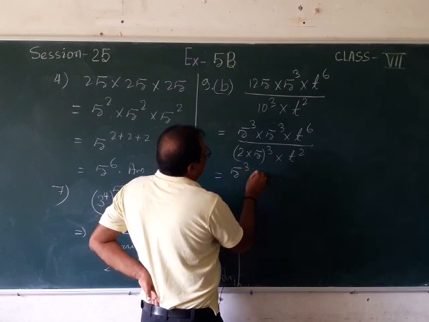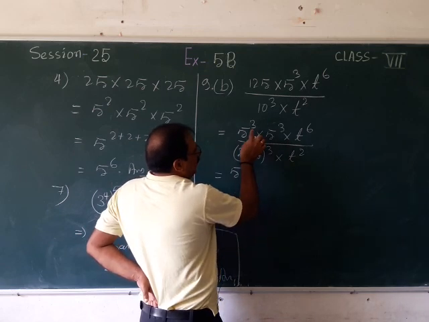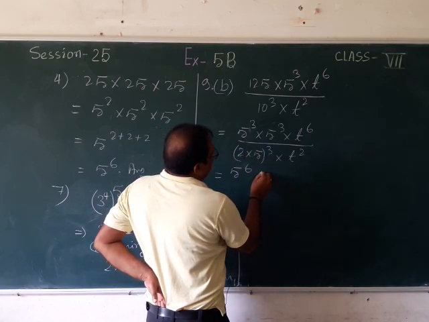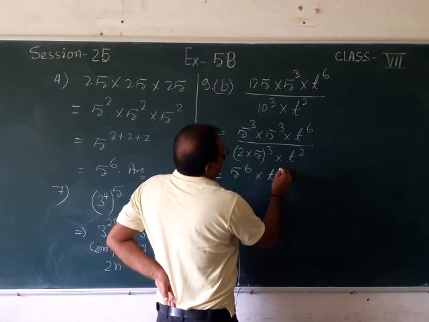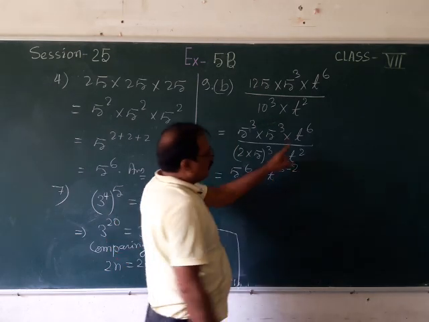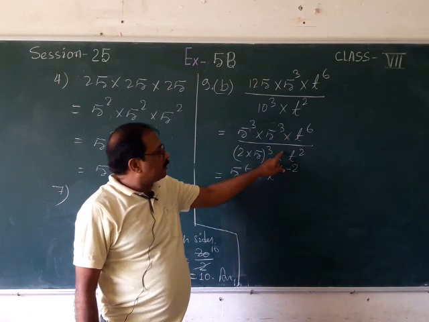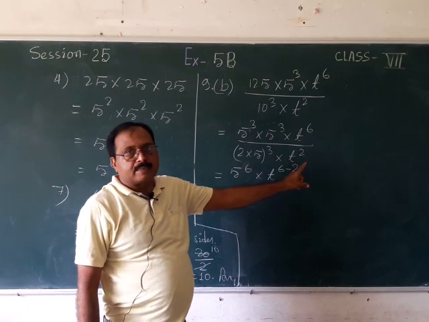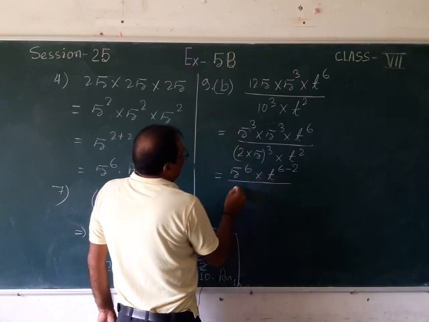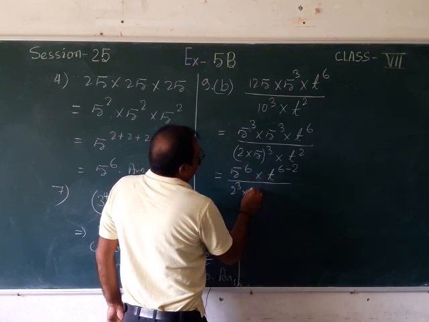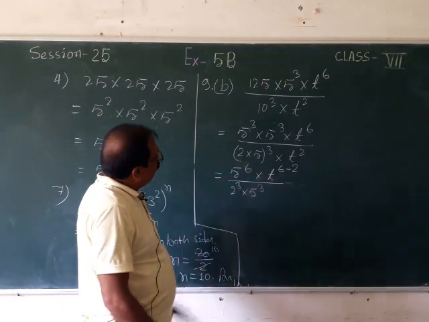So 5 to the power 3 and 5 to the power 3, I can write directly 5 to the power 6 as 3 plus 3 becomes 6, and into I can write t to the power 6 minus 2. Why? Because t to the power 6 upon t to the power 2 is the case of division. If the bases are same, in case of division the powers can be subtracted. So 6 minus 2 I can write, then down here I can write 2 to the power 3 into 5 to the power 3 only, because this t is gone already.